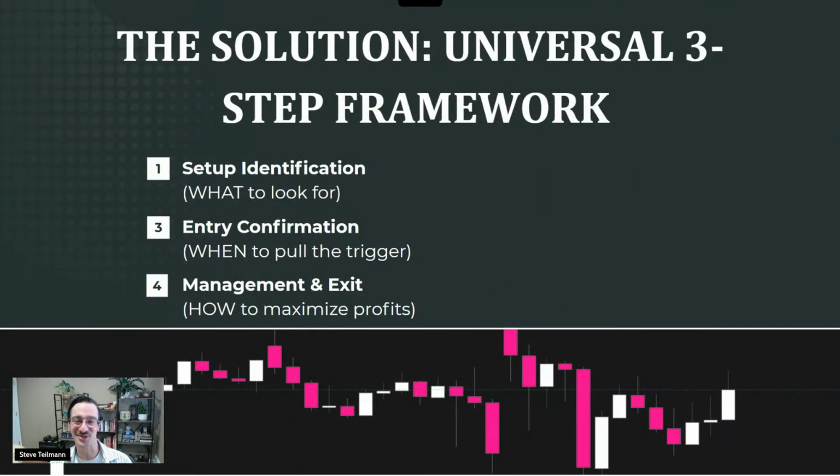Going on to the solution here, it's a universal three-step framework, and I think it's really important to, like I said, systematize every aspect of this. What we're going to be talking about is, on its own, how to identify each setup. What are we looking for in particular? And then when do we actually enter it? When do we pull the trigger and really execute that trade? So those are the first two. And then the last is obviously management and exiting. I kind of combined those because I think it's basically the same thing.